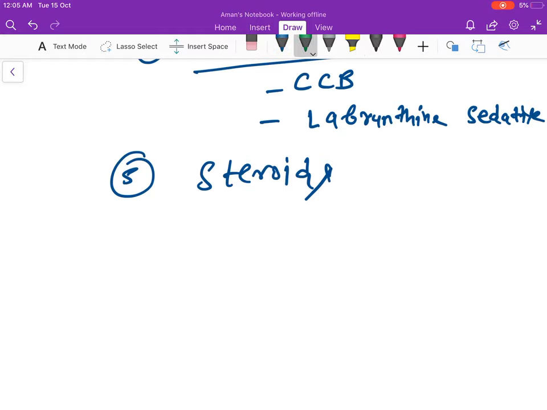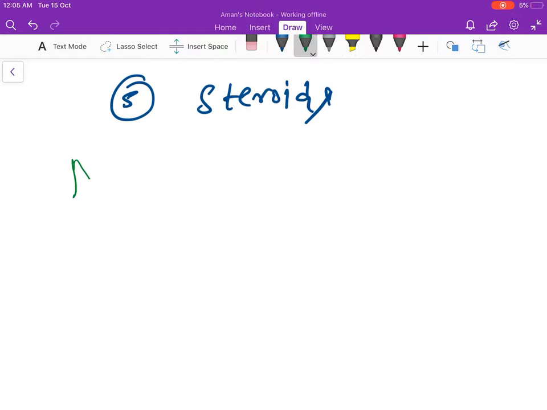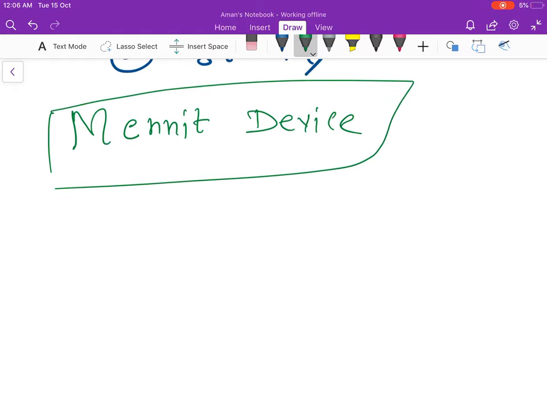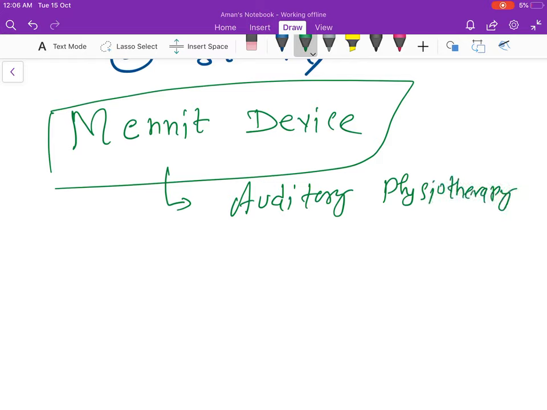Some other modalities of treatment: there is a device known as the Meniett device. What is it? It is a low pressure pulse therapy. It is a type of auditory physiotherapy. So you may get an image based question on the Meniett device.